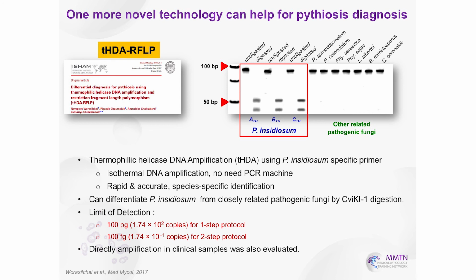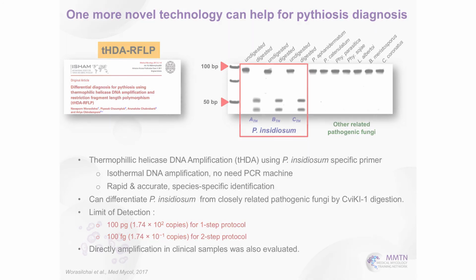So how can we separate or differentiate the Pythium? By using the enzyme CVIK1, so we can differentiate. This is only in 1 day, very fast. So we do know how to take care of the patient. The limit of the detection with the one step is about 100 picogram. But if you add the preparation by denaturing 5 minutes before you start the reaction, it really reaches 100 femtogram. It's a little better.